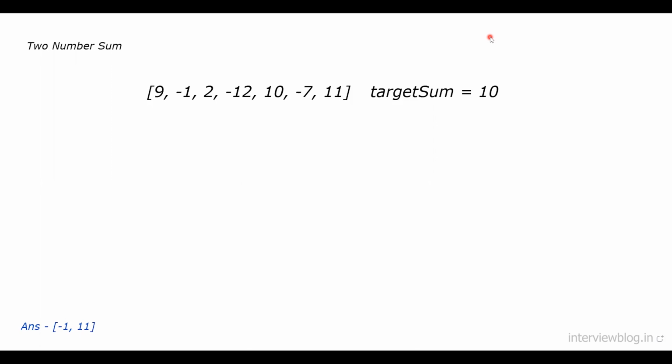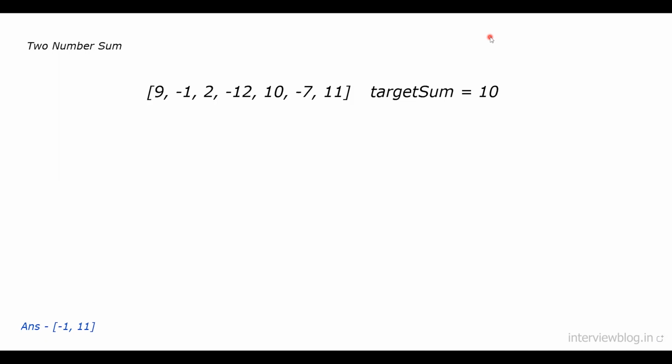In this video, we'll be covering one of the most important coding interview questions, which is the two-number sum. The question gives us an array of integers and an integer value which represents the target sum. The question wants us to determine two numbers from the given input array such that if we add those two numbers, it will give us the target sum.